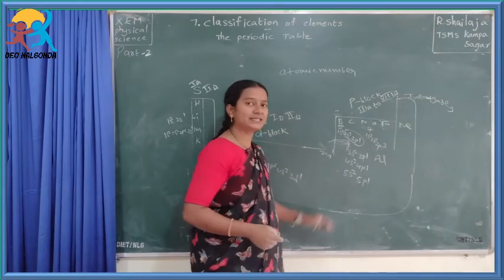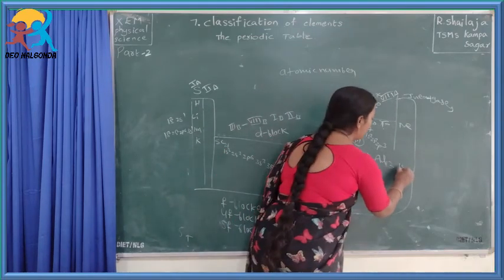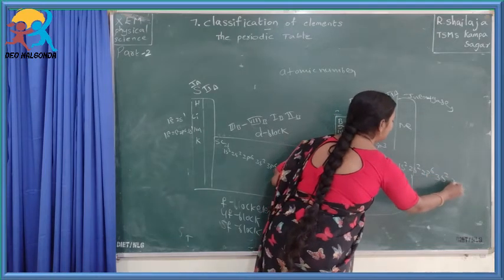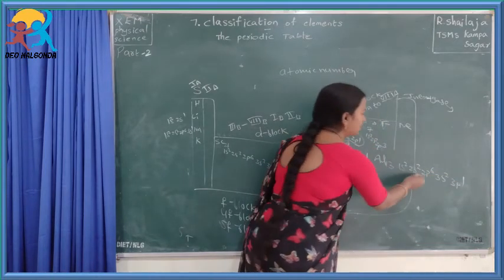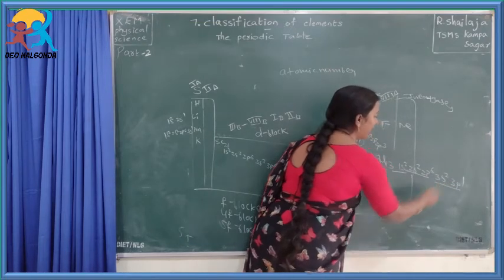Under boron, what element is there? Aluminium. Aluminium atomic number is 13: 1s2, 2s2, 2p6, 3s2, 3p1. So first shell, second shell, and the outermost shell is the third shell: 3s2, 3p1.